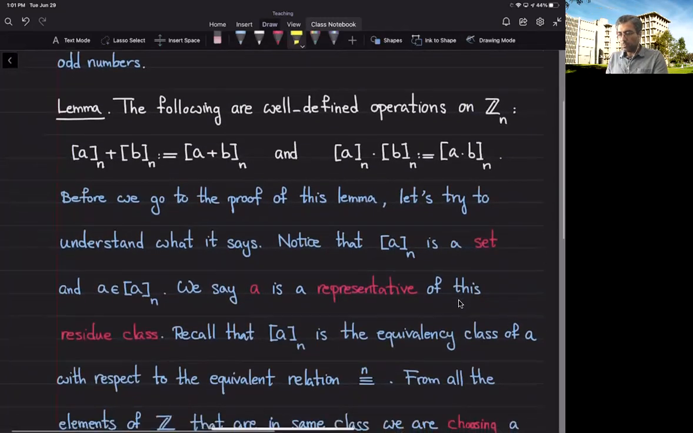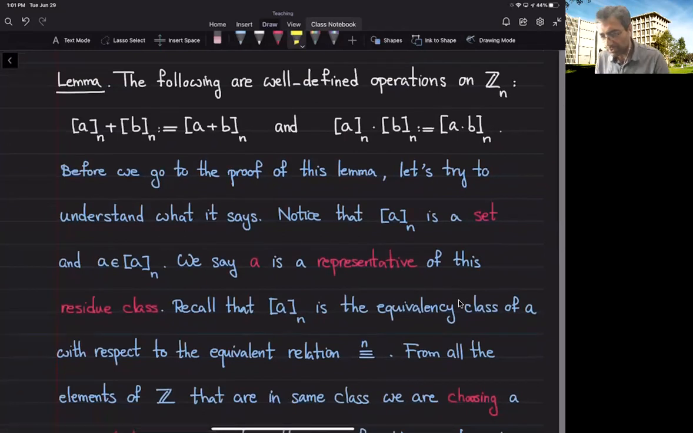Okay, so the operations that we are going to define are as follows. I give you two residue classes, the residue class of A mod n and the residue class of B. I want to add them. But how can I do it? I simply add A and B. A and B both of them are integers, so I can add A to B. I get another integer, A plus B. Now I can look at the residue class of A plus B.